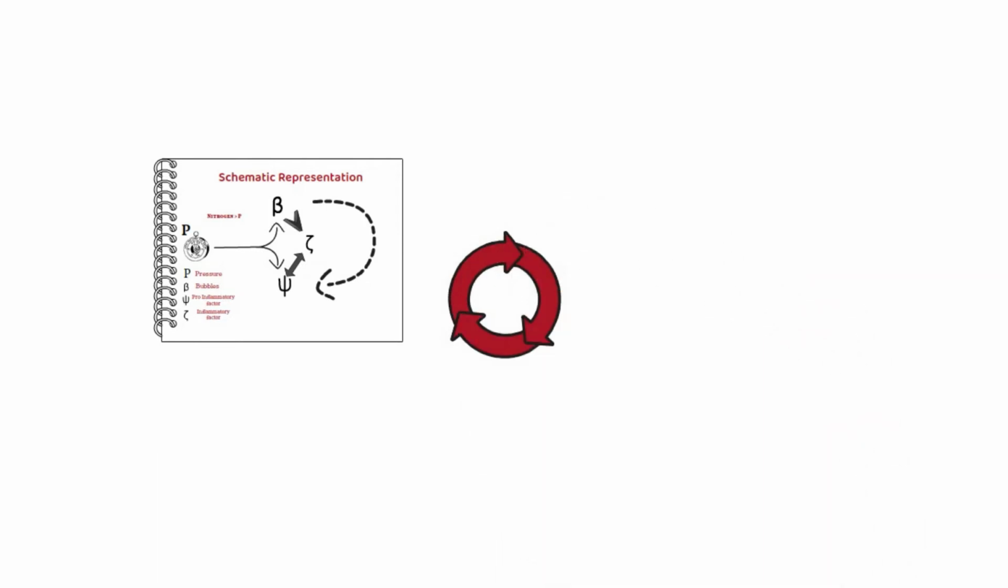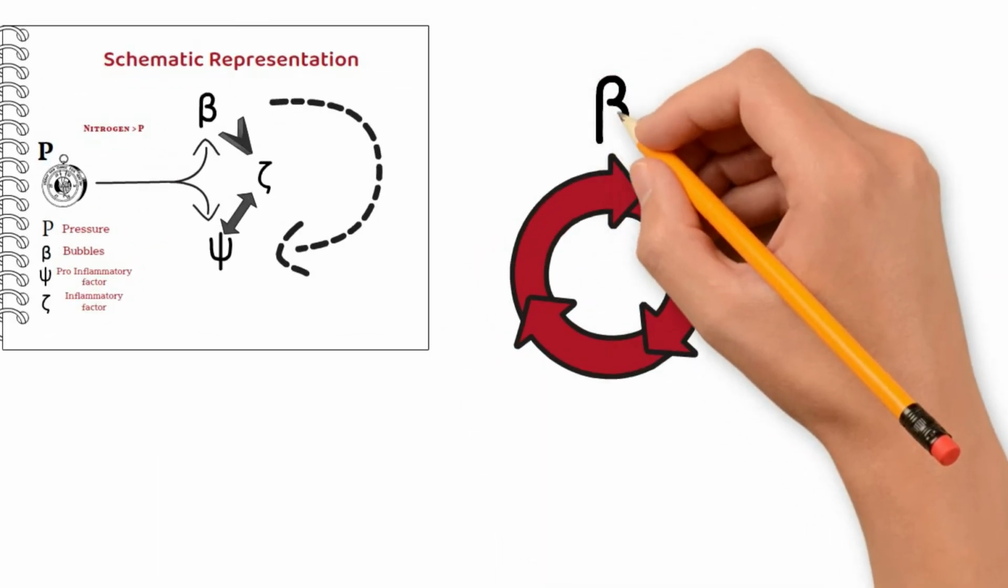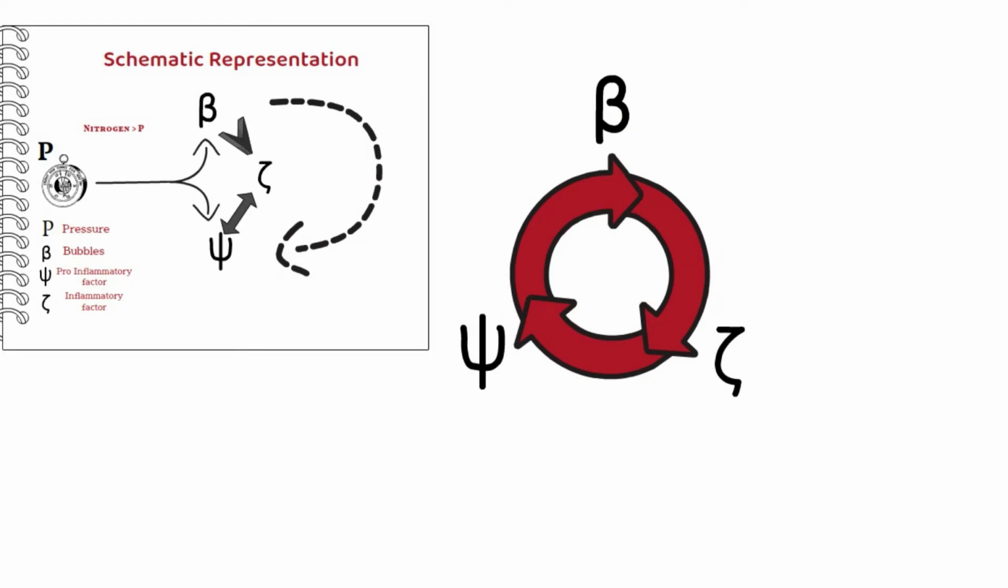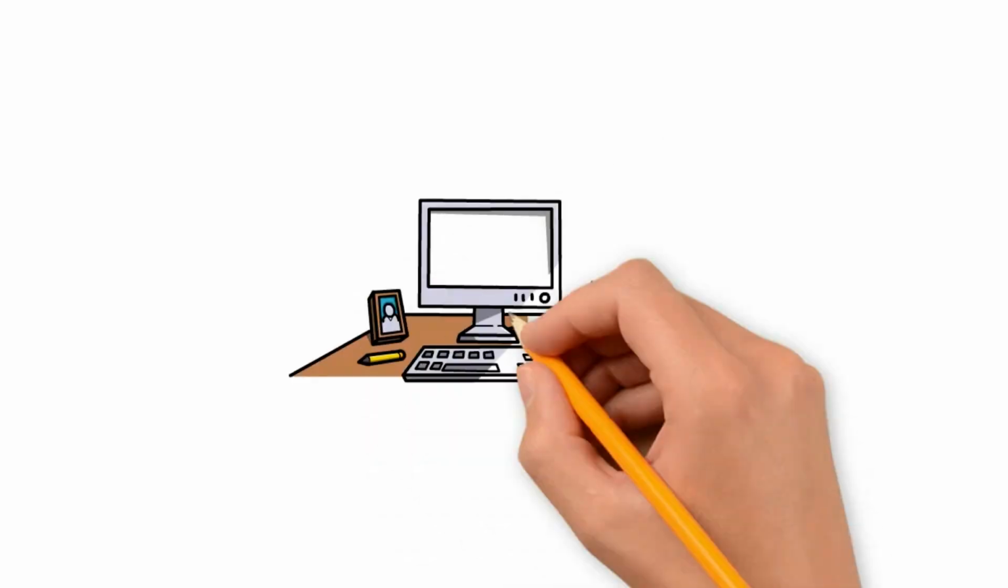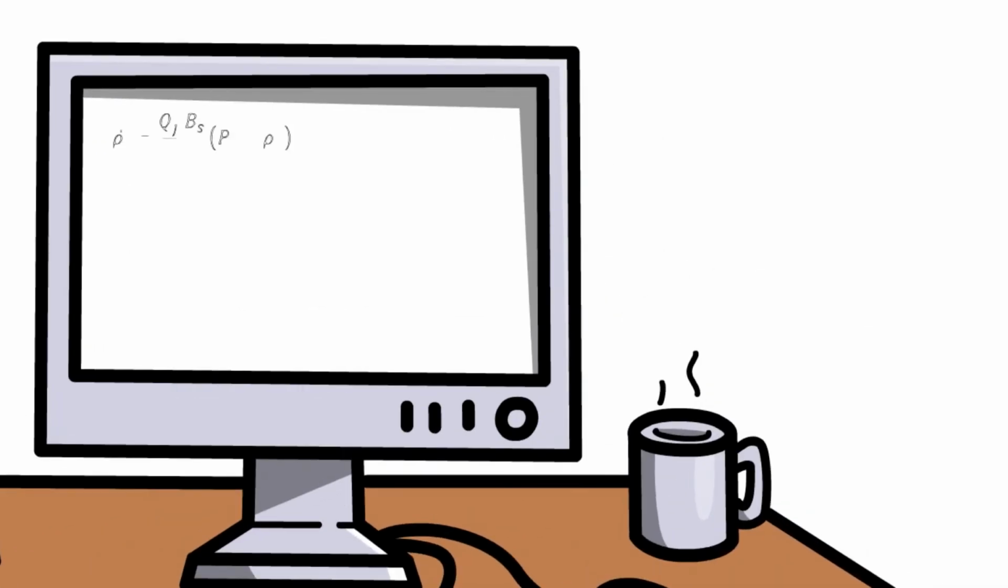This interaction between beta, zeta, and psi gives two important characteristics for the model. One is a self-sustaining process, and two, it may be aborted by a recompression procedure. Thus, the differential equations of each of the variables were formulated.